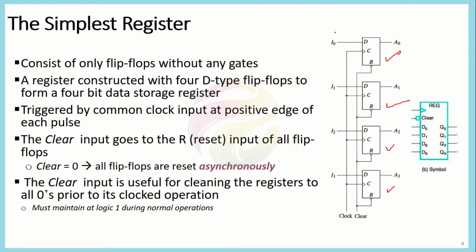So in this way, we simply apply the input to these 4 input lines from I0 to I3, and on the arrival of the positive edge of the clock, the input is connected to the output: A0 would get the value of I0, A1 would get the value of I1, A2 would get the value of I2, while A3 would get the value of I3. Generally, this kind of simple register is also sometimes available in a standard IC form, which is also represented in the form of this block diagram.